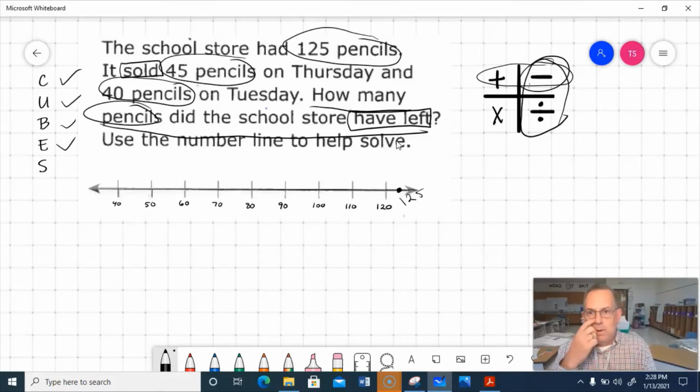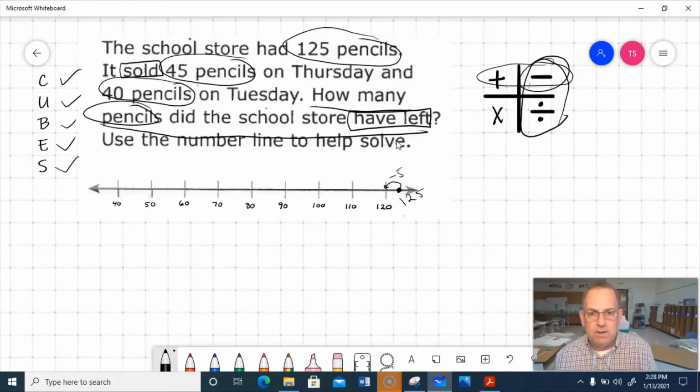And so I see they sold 45 on Thursday and they sold 40 on Tuesday. Starting to solve here. First thing I'm going to do is go back 5 on my number line. And that'll take me back to one of my solid dots right there. That's -5. And when I'm at -5, and I'm talking about the amount of pencils that are sold on Thursday, that still leaves 40.